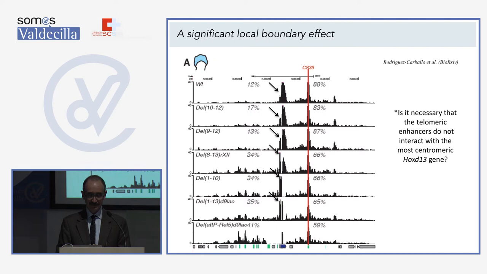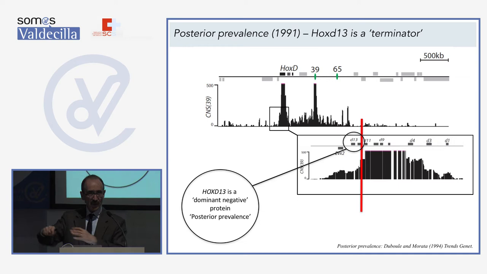Okay? So, of course, you don't want this gene that is a terminator to be expressed at the time you make the forearm. Because if you do that, you will mess up the formation of the forearm. Okay? So this is why you get this strong boundary here. You prevent number 13 from reacting.